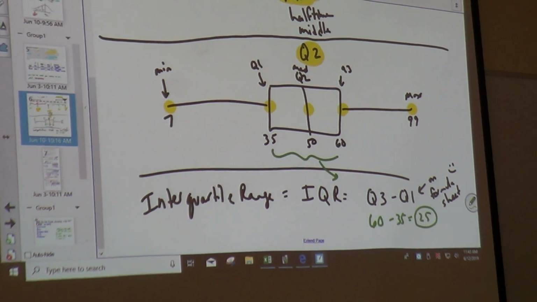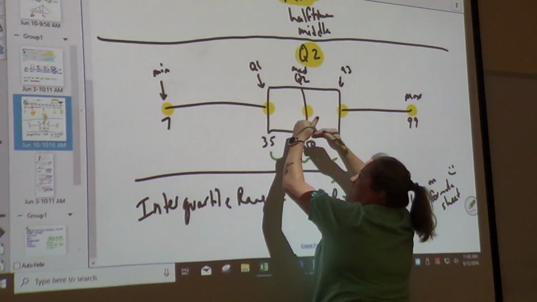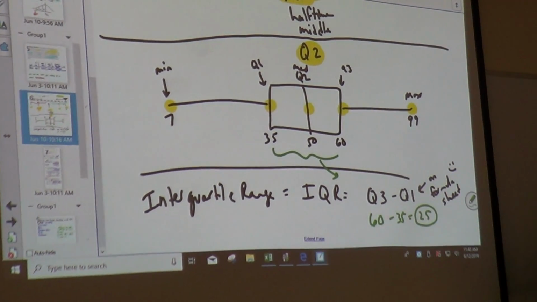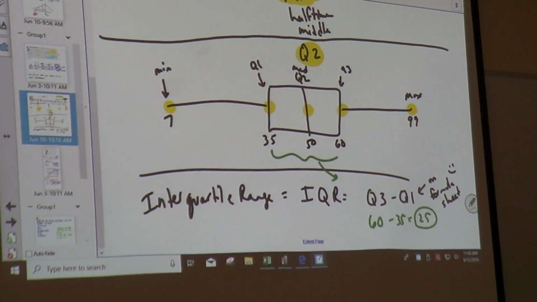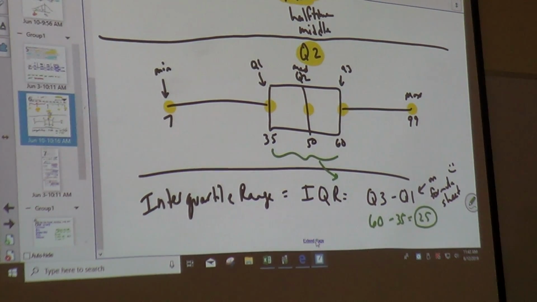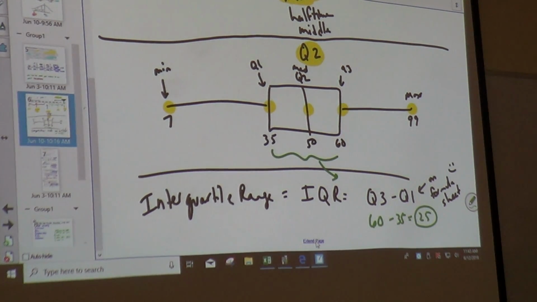So it's not that bad once you understand what you're doing. My interquartile range is the distance of my box, Q3 minus Q1, and that formula is given to you on your formula sheet. We good so far? We're going to do another one of these, I promise.